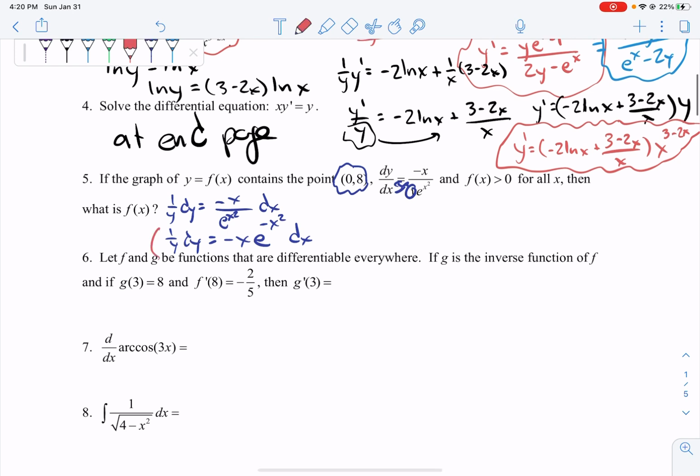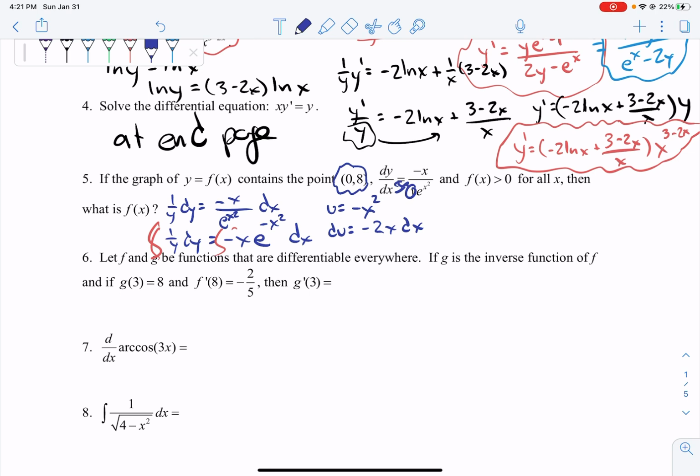Now we're going to integrate both sides. In order to do that, though, my left-hand side, that's going to be easy. But my right-hand side, negative x times e to the negative x squared, let's try a u substitution. So let's let u equal negative x squared. So that means that du, I think this is going to work because du will become negative 2x dx.